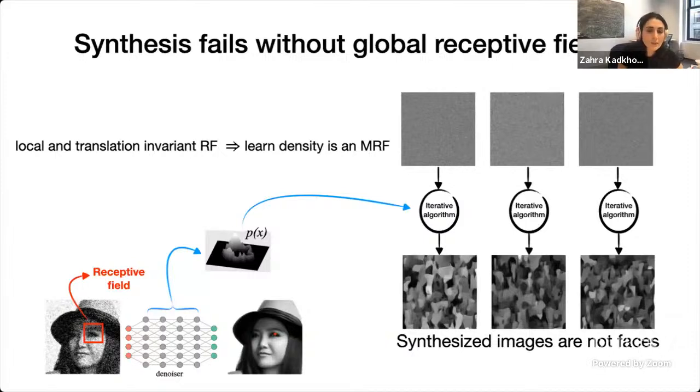Basically, what this implies is that because this network is using a local and translation invariant receptive field, it is enforcing a Markov property. So the learned implicit prior is a Markov random field. It means that each pixel, when conditioned on the pixels inside the receptive field, is independent of the rest of the pixels in the image. And this failure shows that Markov random fields in the pixel domain are not sufficient to capture the global dependencies of the face.